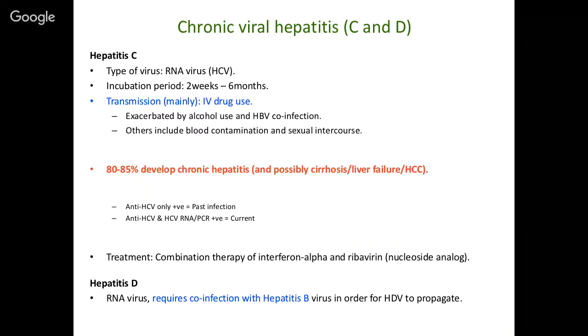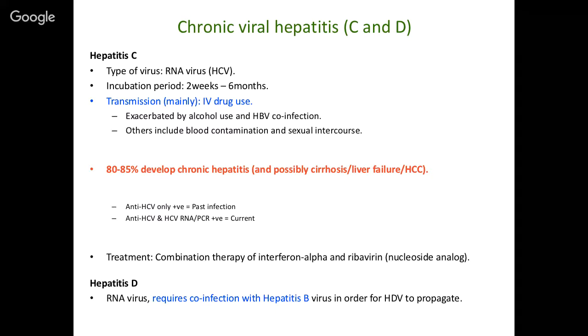Can be exacerbated by alcohol use, and also it's not uncommon to see HBV and HCV co-infection. Different to adulthood hepatitis B, 80 to 85% of people develop chronic hepatitis. So this is why I said it's probably the one you don't want to get. In terms of treatment, they've used combination therapy in the past and somewhat currently as well. It's interferon alpha and ribavirin. I've heard there's lots of studies and research trials looking at newer treatments for hepatitis C, which are very good but very expensive.